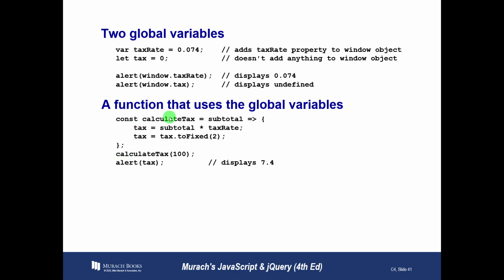So we can call this calculateTax function and pass it an argument of 100. That 100 gets passed into the subtotal parameter, gets multiplied by the taxRate, which is declared up here, and gets rounded to 2 decimal places. And when we say alert tax, it displays 7.4. So it used the function, used these two global variables, one of them in the calculation and the other one to store the result, which means outside of this function, we can still get to those.